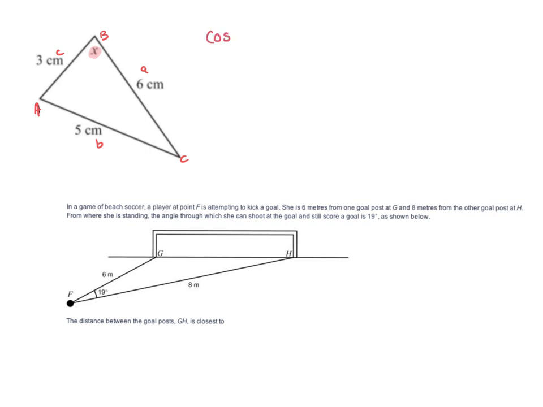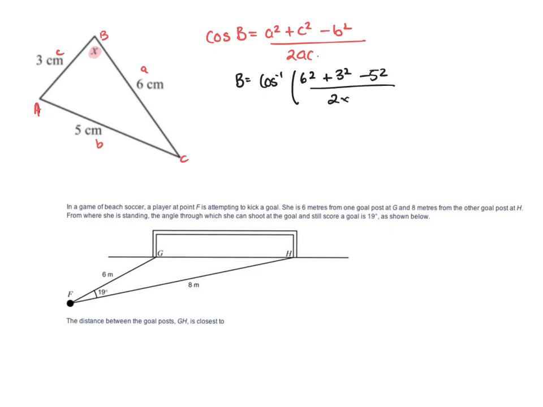When I've got all three sides and I'm trying to find an angle, I'll use the cosine rule, which is cos B equals a squared plus c squared minus b squared over 2ac. So B is going to equal inverse cos of 6 squared plus 3 squared minus 5 squared over 2 times 6 times 3. You just have to type this bit into the calculator.